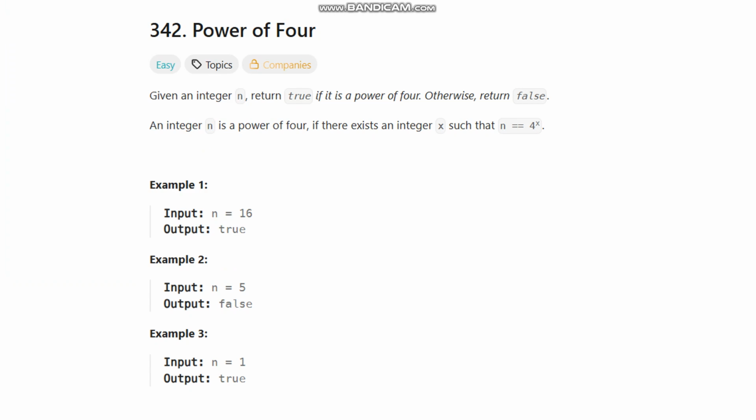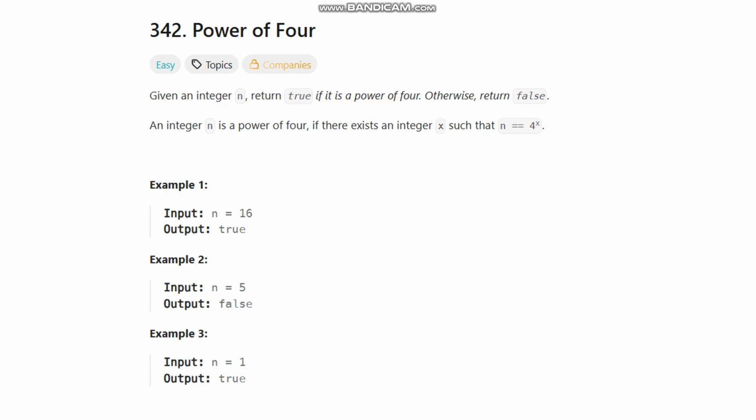In this class, we are studying the LeetCode problem, Power of 4. Here, our aim is to find whether the given number is a power of 4 or not.